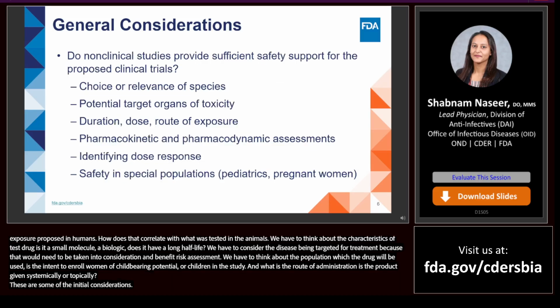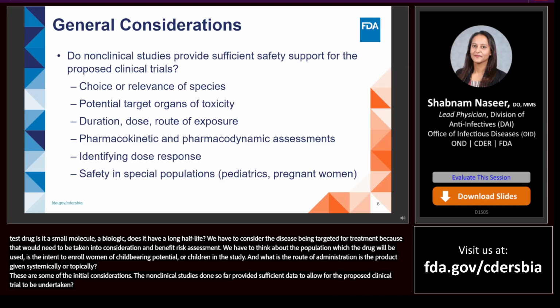Do the non-clinical studies that have been done so far provide sufficient data to allow for the proposed clinical trial to be undertaken? So what species were they studied in? Are the species appropriate and are they relevant to the particular drug? What are the potential target organs of toxicity? What was the duration studied in animals, and what was the dose and the route of exposure? Was it appropriate and similar to what is being proposed in the human study?